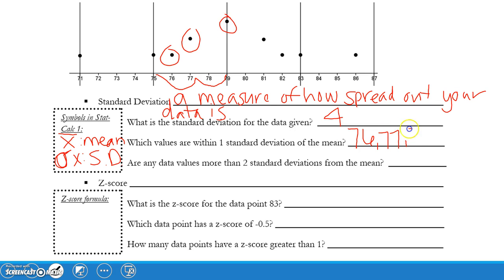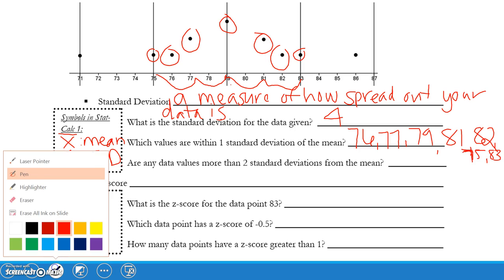79 is the mean, so that's within 1. 81 is within 1 line the other way. 82 is, too. Okay. We can also include the ones that are on the lines: 75 and 83 can also be included. So it says, are there any data values more than 2 standard deviations away from the mean?